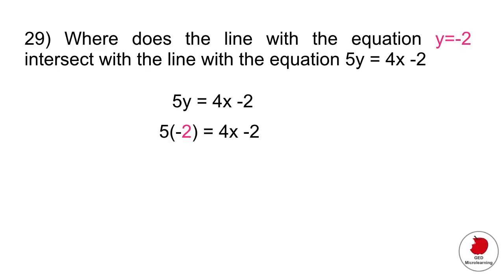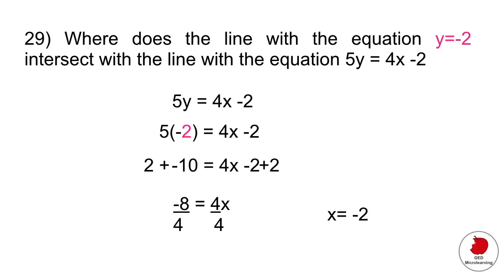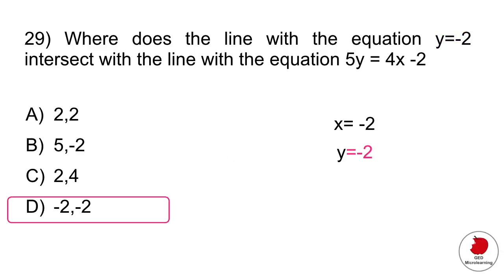Okay, so you multiply that out. You end up with minus 10 is equal to 4x minus 2. Add 2 on both sides. You end up with this. To isolate the x, you divide both sides by 4, and that gives you minus 2. And now, those are your ordered pairs, right? X is minus 2, and we know from the question that y is also minus 2. Okay, so there you go. Your answer is D.